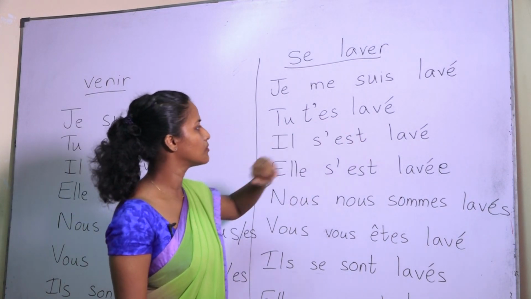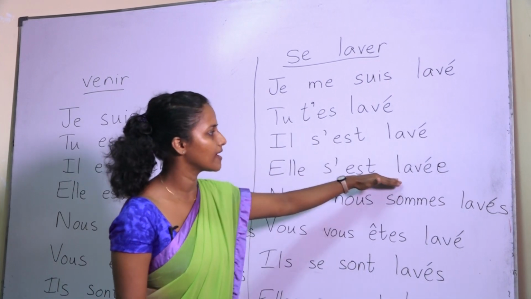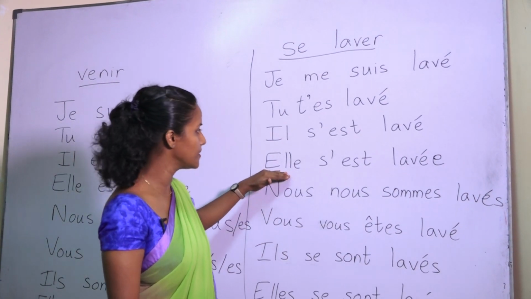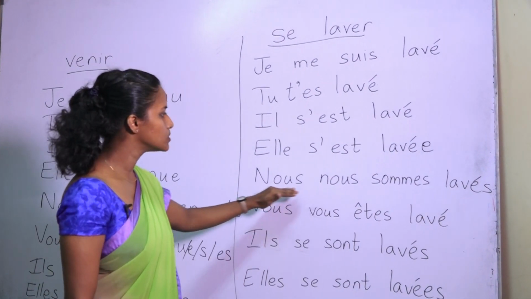Tu t'es lavé, you washed yourself. Il s'est lavé, he washed himself. Elle s'est lavée, she washed herself. So here this is feminine, so we have added an E.